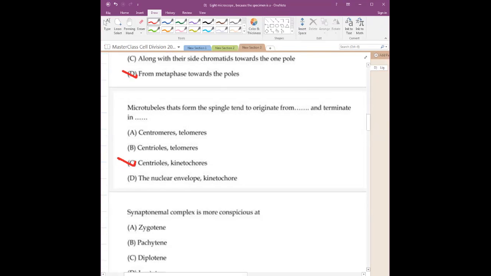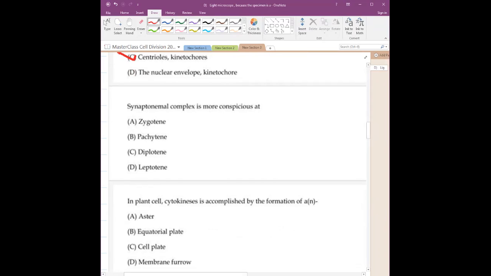Very nice. Okay, the synaptonemal complex is more conspicuous at... when is it going to be more conspicuous? Yes, guys. Quickly. Yes, okay.